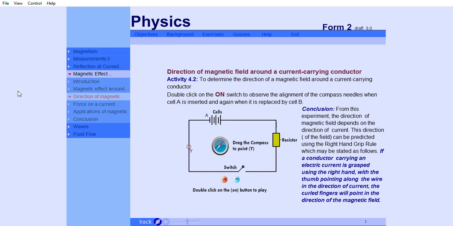Direction of magnetic field around a current carrying conductor. Activity 4.2. To determine the direction of a magnetic field around a current carrying conductor. Observe the alignment of the compass needles when cell A is inserted and again when it is replaced by cell B. Conclusion. From this experiment, the direction of magnetic field depends on the direction of current.